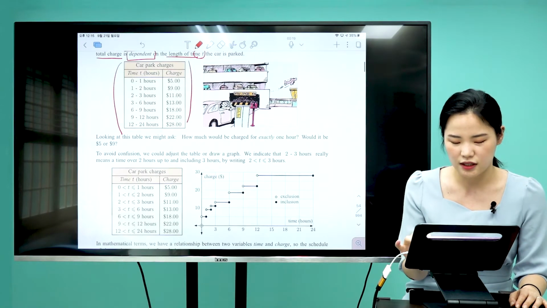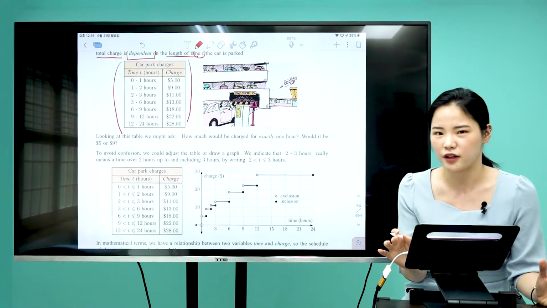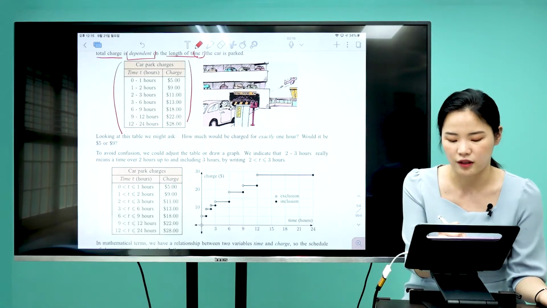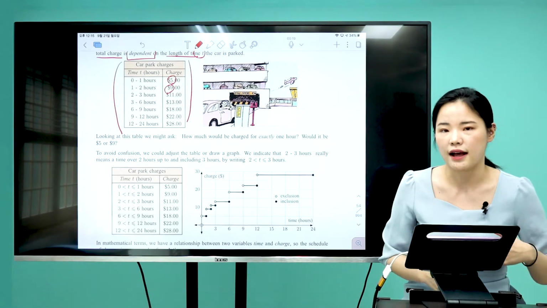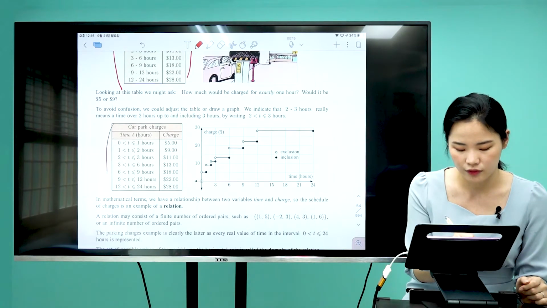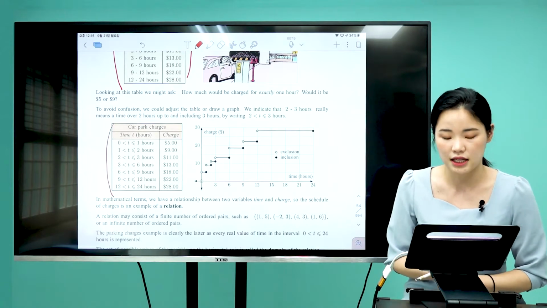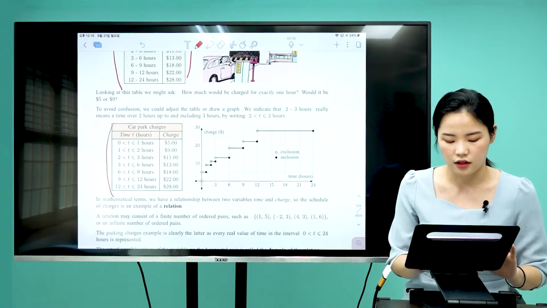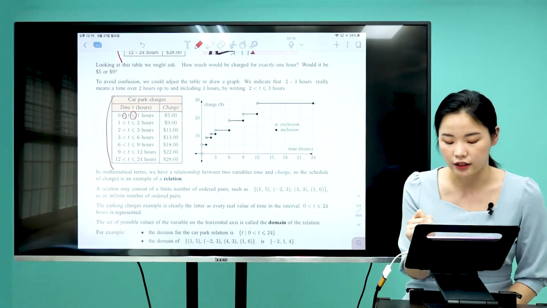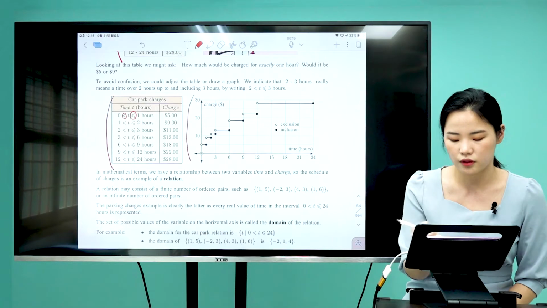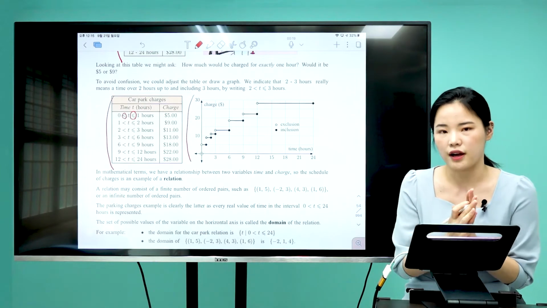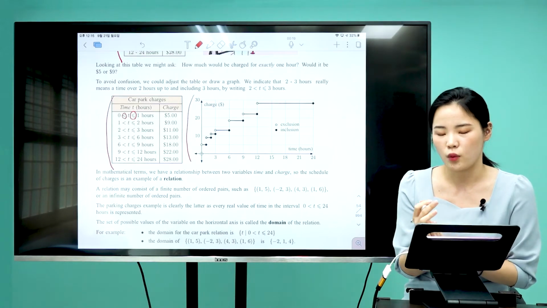With this table, we can't be entirely sure how much we have to pay for an hour of parking. Either it would be $5 or $9. We have to be more specific. So, to avoid confusion, we can adjust the table to show the relations more clearly, or we can also show the graph like this. This is a graph that you might not have seen before.